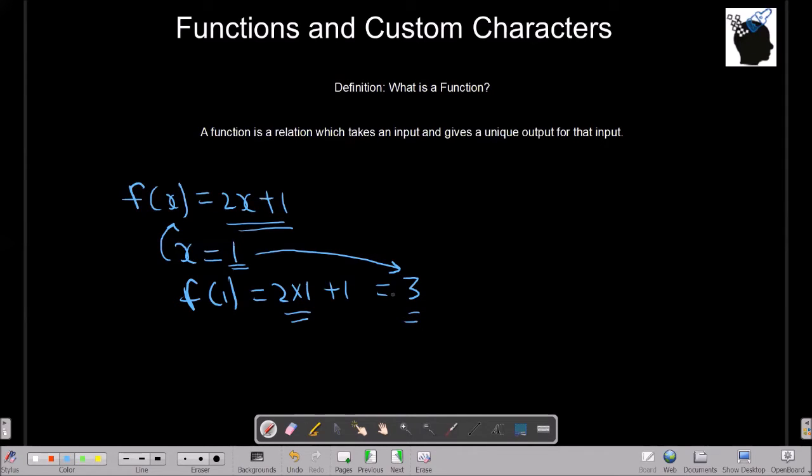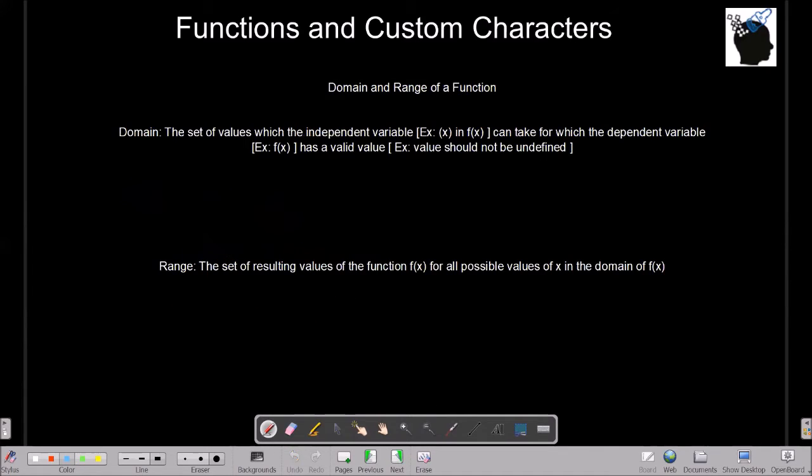Now let's talk about the domain and range of the function. Now the domain of the function is the set of values which the independent variable, that is x in f of x, can take, for which the dependent variable, which is f of x, has a valid value. That means the value of the function should not be undefined.